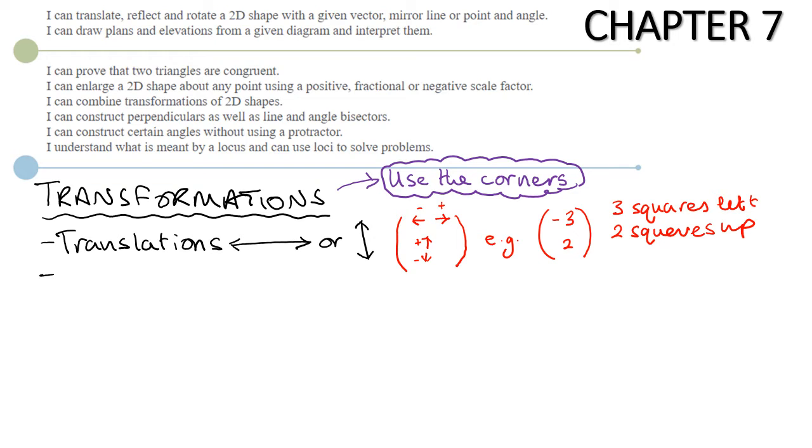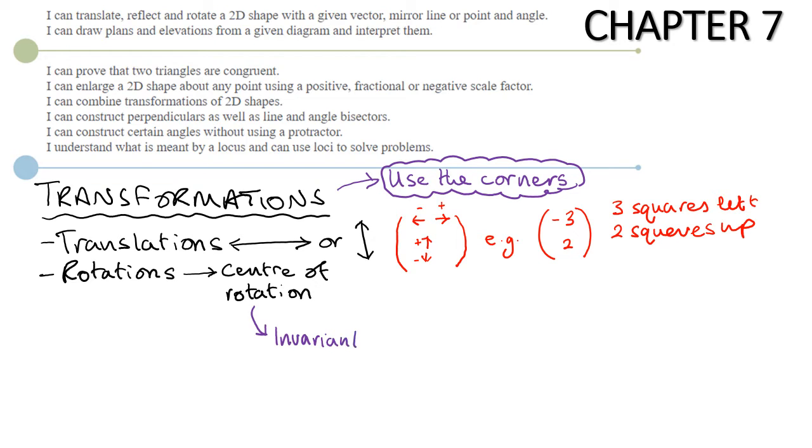Next one is rotations. So with rotations, we have a center of rotation. That's the bit that doesn't move. Now, anytime you get a part of a diagram that doesn't move, it's called invariant. So the center of rotation is invariant because it doesn't move anywhere. It stays in the same place. We also have, along with the center of rotation, the angle of rotation.